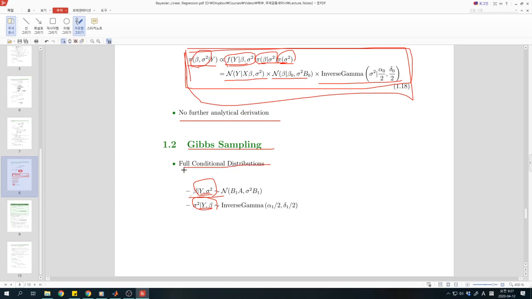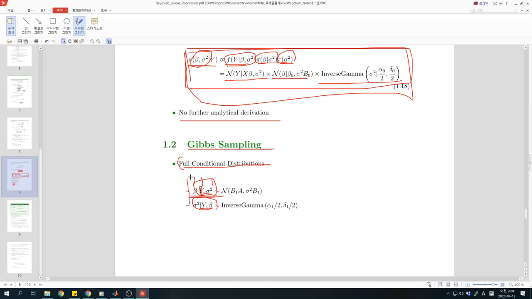Full conditional. What does full mean? Just take a look here. What are the random variables? Beta, y, and sigma square. All these three variables are random variables, and later on we can observe some realizations of y. So basically there are three random variables: beta, y, and sigma square.